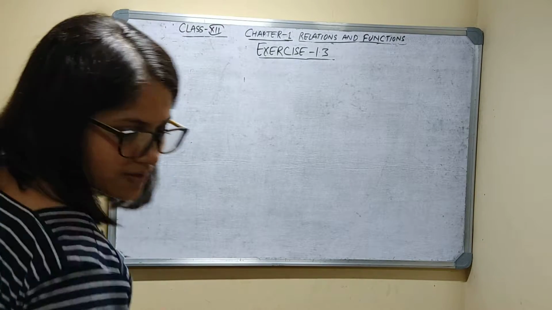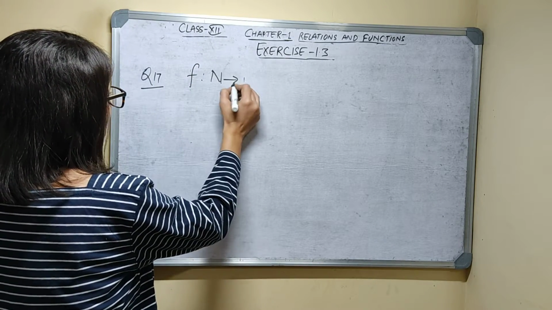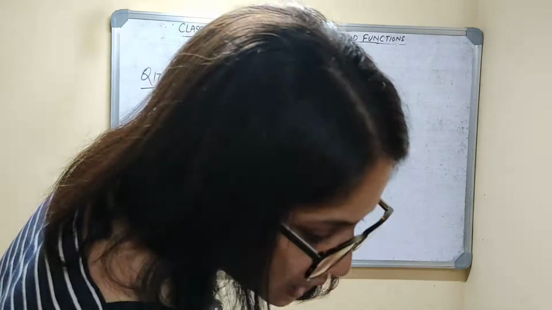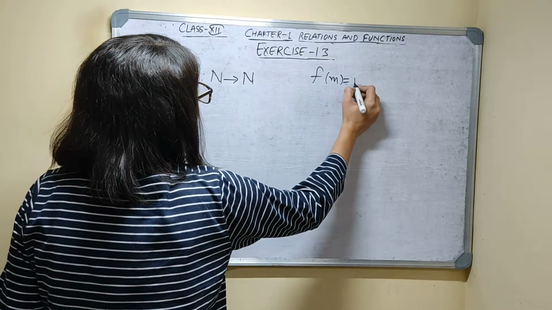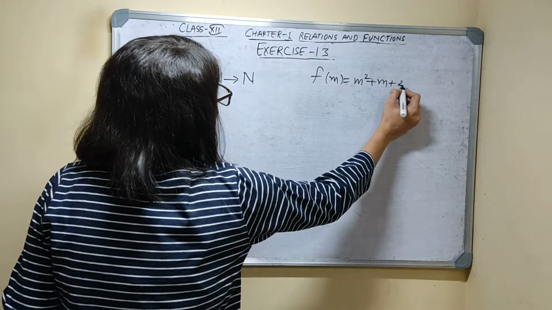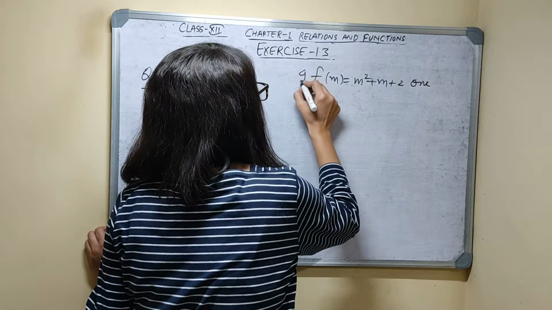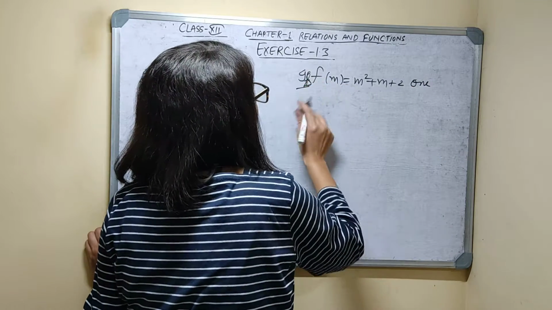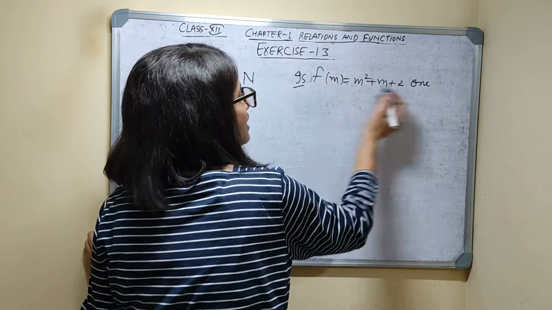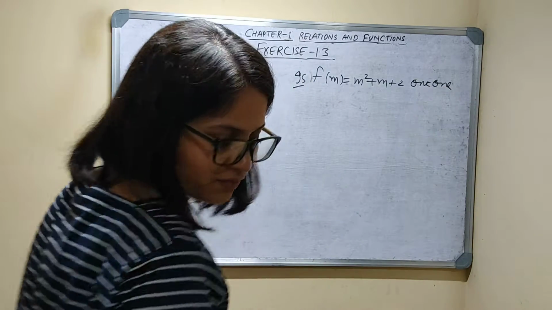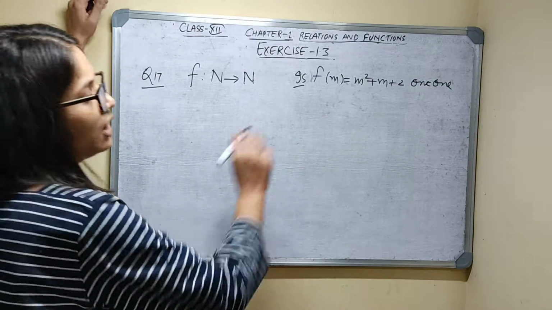Question number 17, you can see: is the function f from N to N, defined by f of m equals m square plus m plus 2, 1-1? You have to check whether it is 1-1 or not. If it is not 1-1, you have to justify your answer.